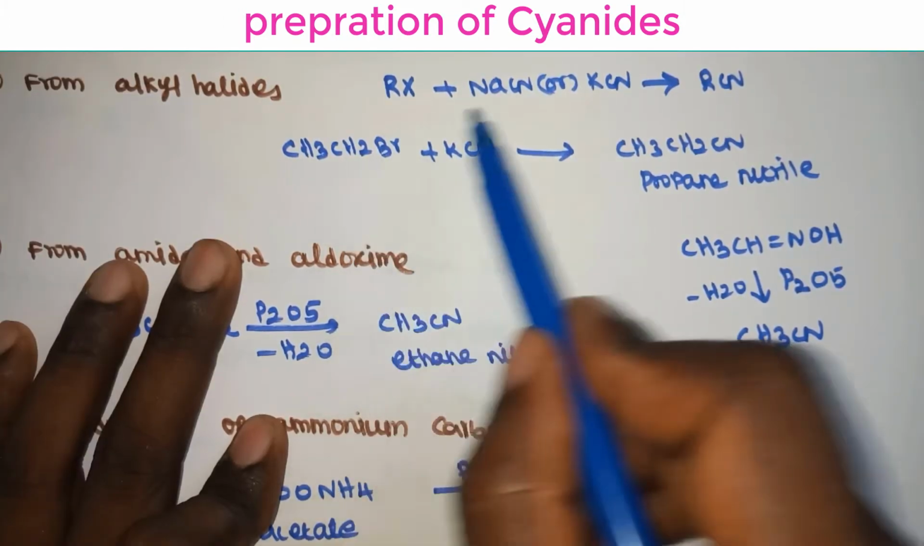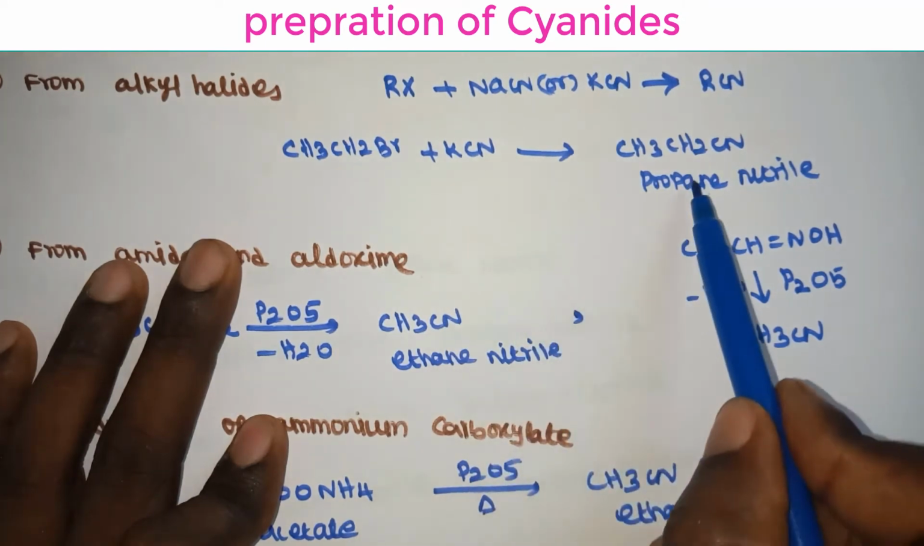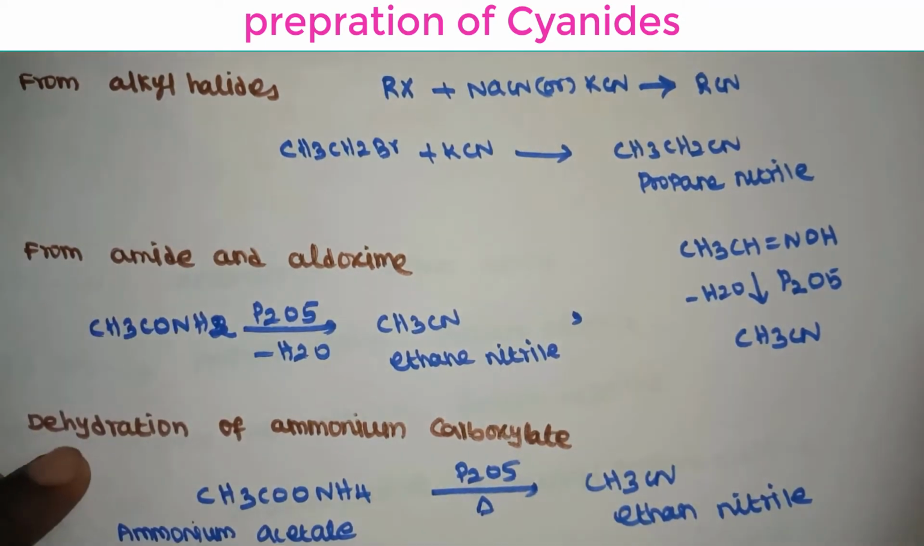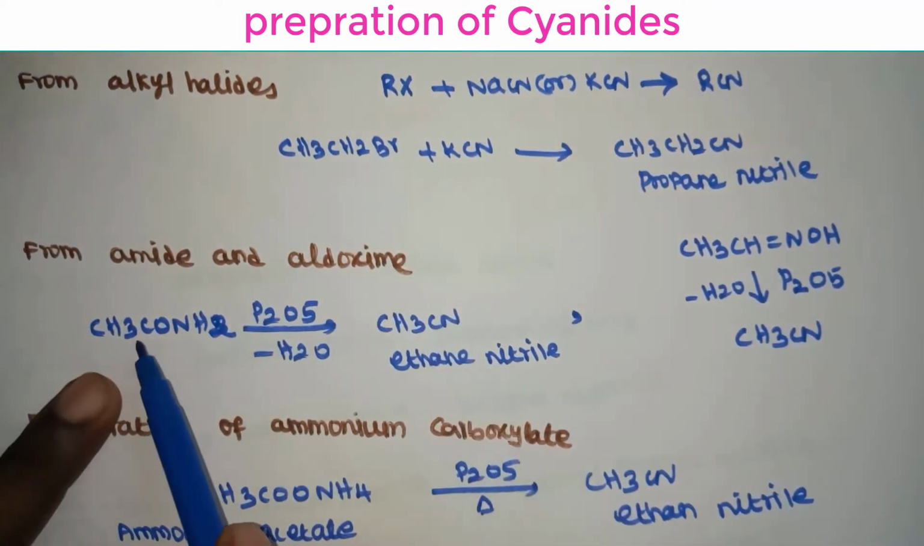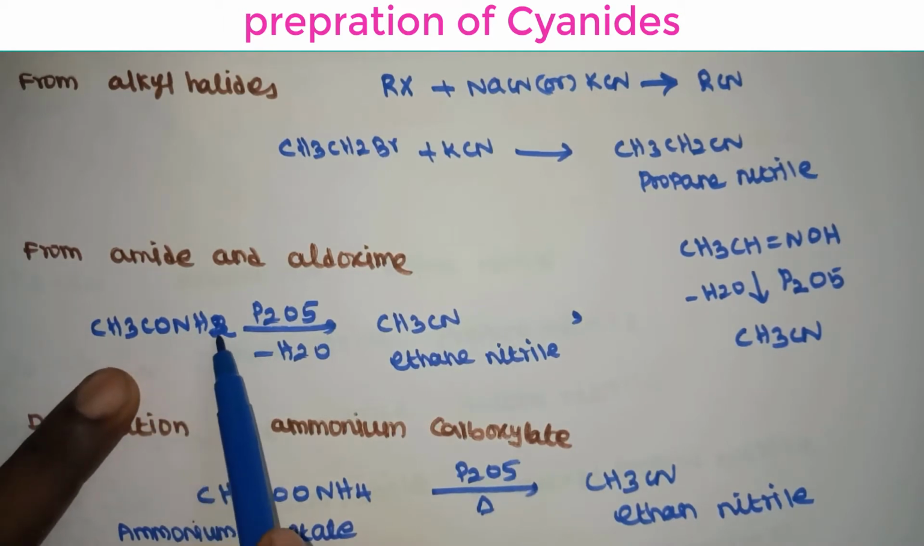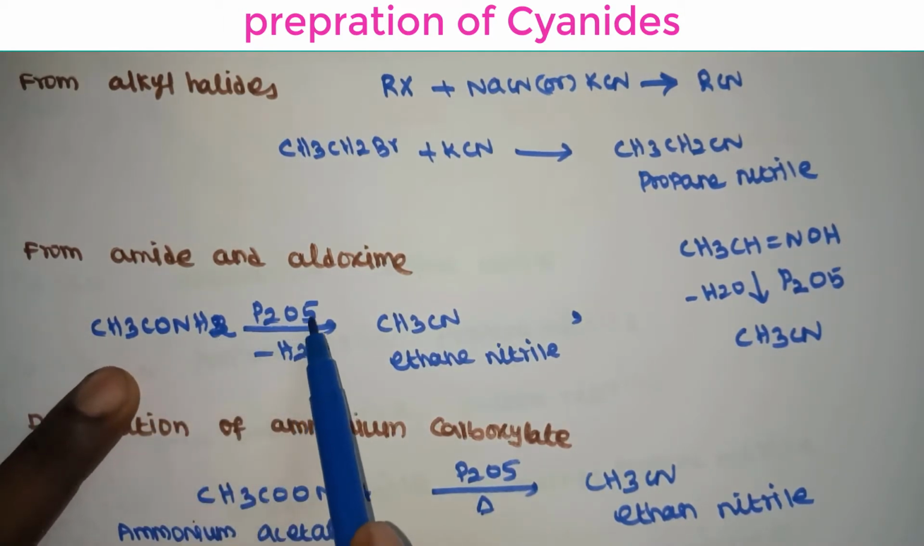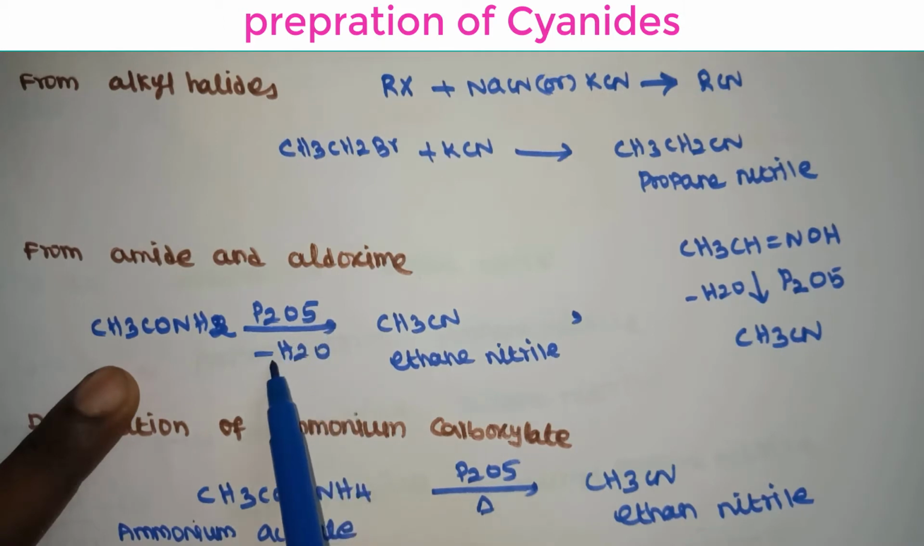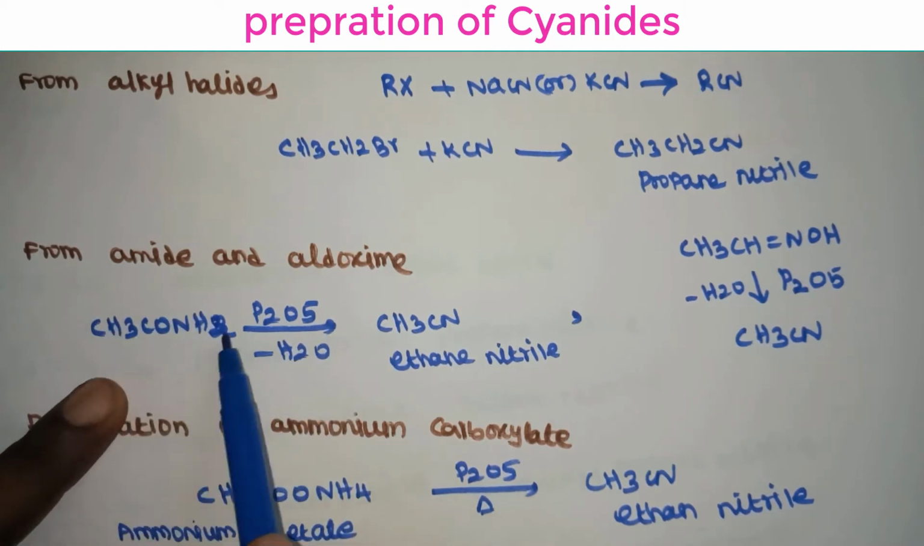To recap: CH3CH2Br, ethyl bromide, reacts with potassium cyanide to form propane nitrile. Second method, from amide and aldoxime. Acetamide, CH3CONH2, reacts with phosphorus pentoxide. Phosphorus pentoxide acts as a dehydrating agent, so a water molecule is eliminated from the reactant.